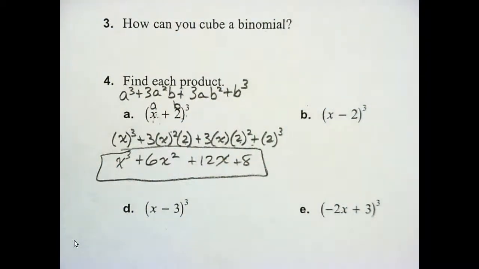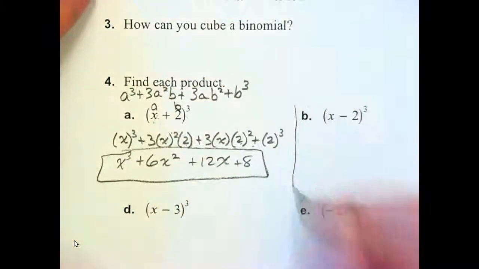Ask your neighbor if they got it. If they didn't, make them tell you where they messed up. Where I messed up: when I put the 2 in on the squaring, I accidentally squared the x's out. All right. Okay, questions?